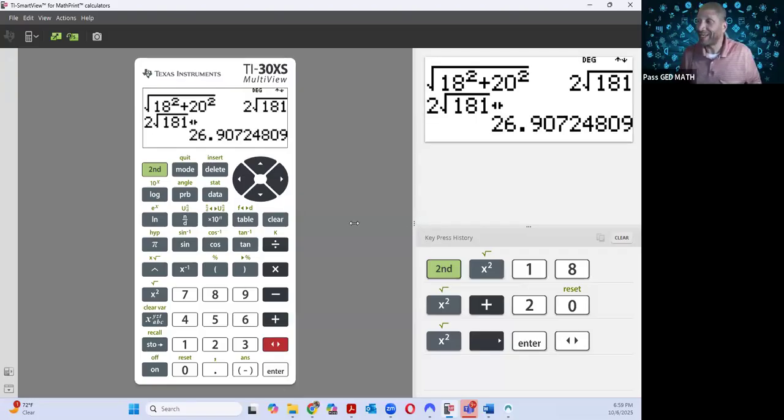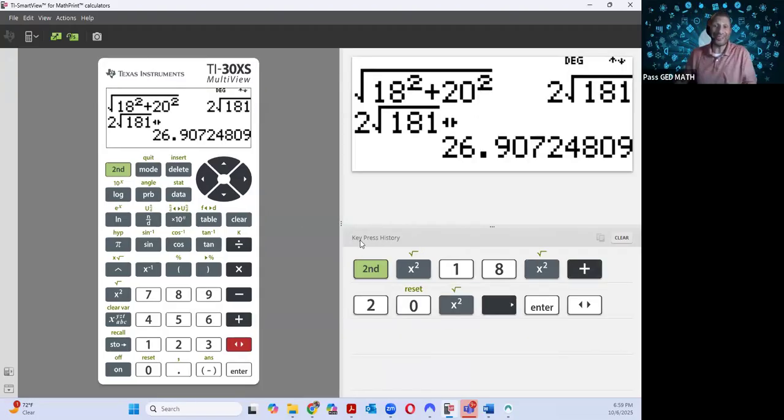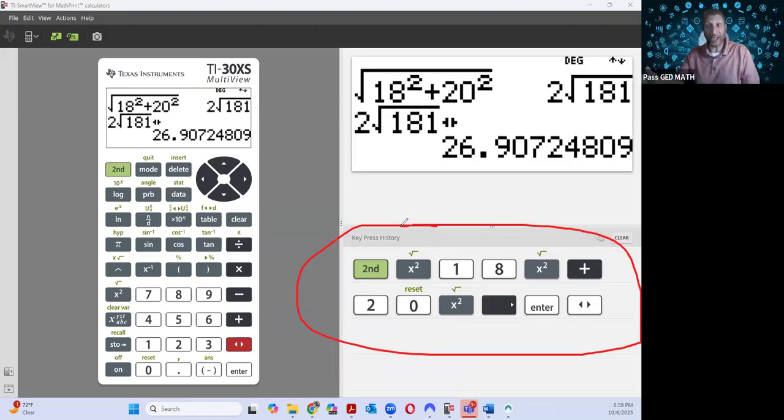So if you did not know, look at what the screen is telling you. When you go home for this problem, it's telling you exactly what to type in your calculator. Right there. Look at that. That's exactly what I'm doing. So you know how to do it. Then you practice and you do it again and you do it again.